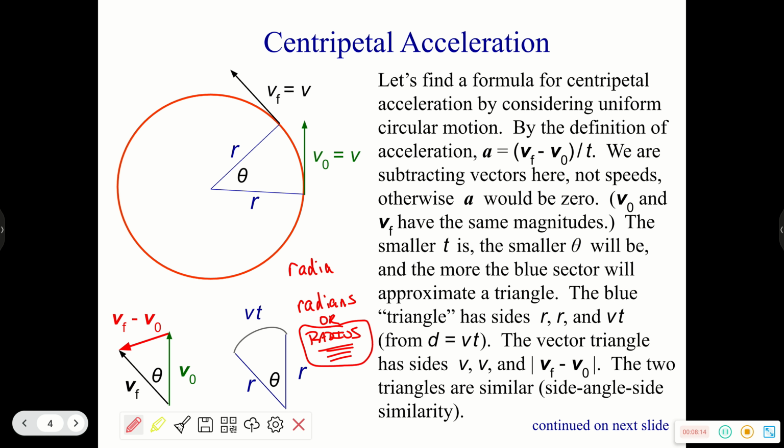Radius is the big part here, because we have to determine what it's going along. This is the center point of the circle. Well, what do we know? Radius always goes from the center point of the circle. We also know that acceleration is the final velocity minus the initial velocity over time. We're not subtracting the speeds, because if we did, these would be the same, and your acceleration would be 0. So we have to determine what the theta and what the smaller time period is. What will the triangle yield?